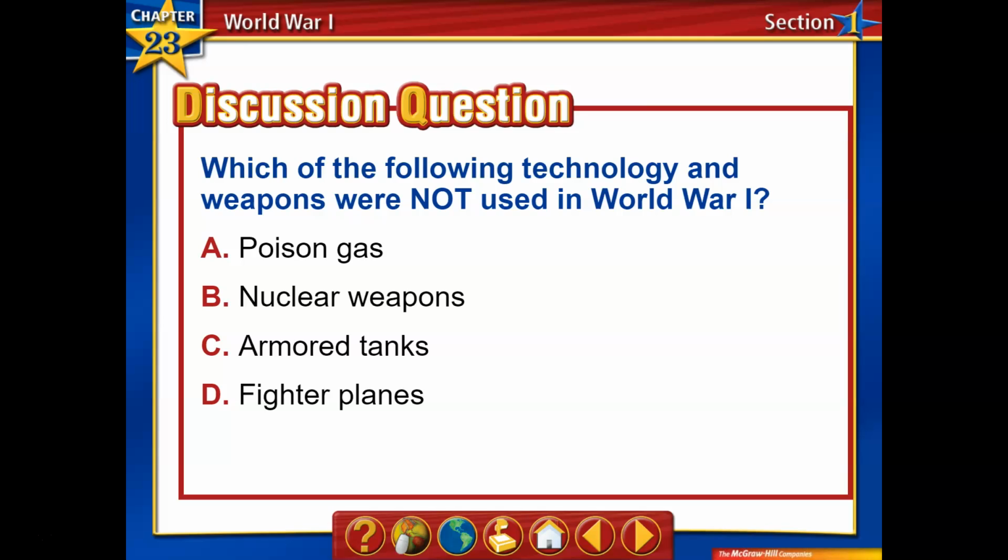Where I want to wrap up, though, is just a quick look. We talked about some of the new technologies, and I want to look at these and ask which one is not from World War I. Is it poison gas, nuclear weapons, armored tanks, or fighter planes? Pause if you need to. But the best answer here is nuclear weapons. That will come in World War II. So more to come on that later.